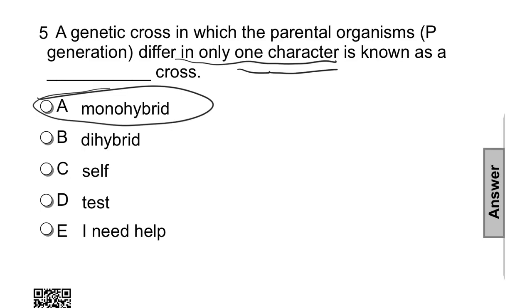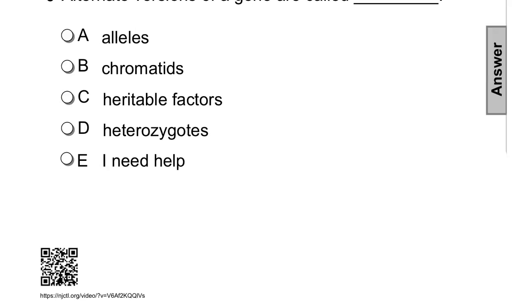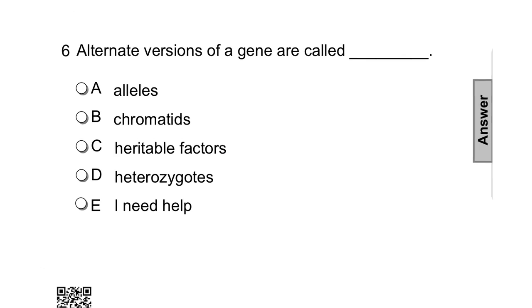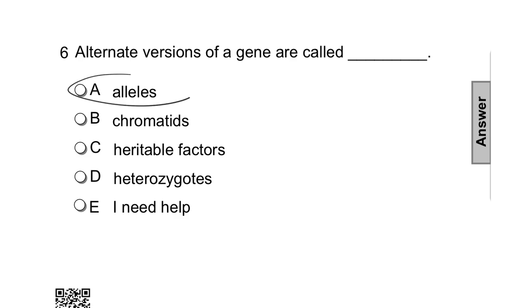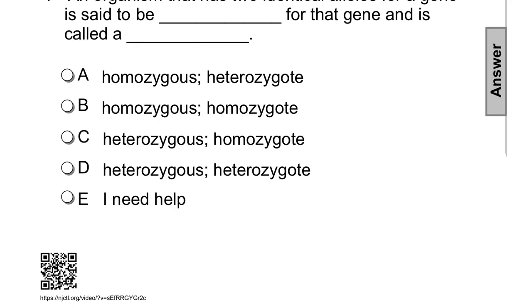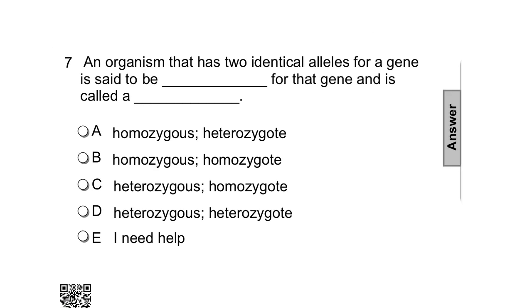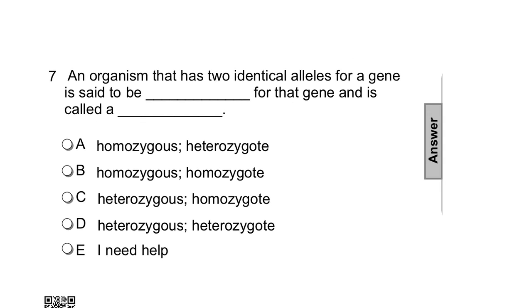A genetic cross in which the parental organisms differ in only one trait is known as a monohybrid cross. Alternate versions of a gene are called alleles. An organism that has two identical alleles for a gene is said to be homozygous for that gene, and the organism is called a homozygote.